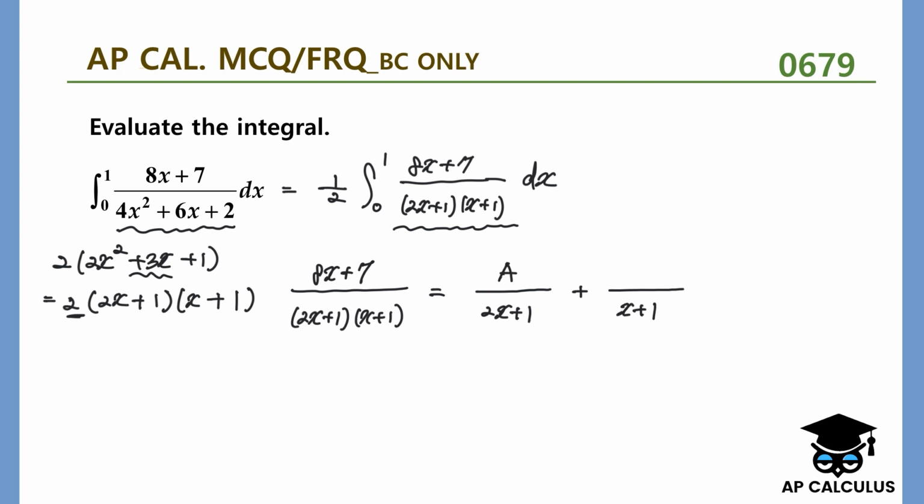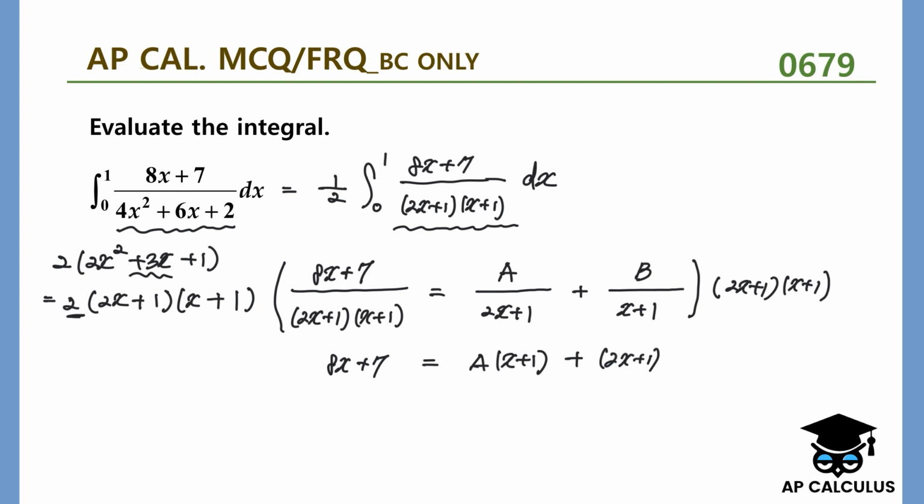So write a here, b here, and multiply all of this expression by the least common multiple, which is (2x + 1)(x + 1). So 8x + 7 is equal to a times (2x + 1), the 2x + 1 cancels out, right? So a times (x + 1) plus, this denominator cancels out, so b times (2x + 1), right? So far so good.